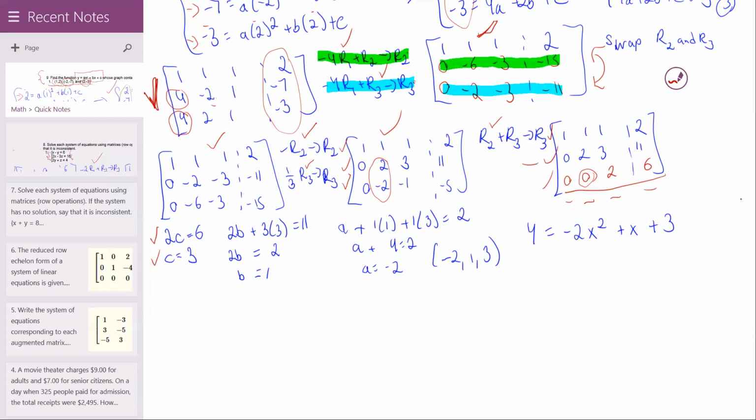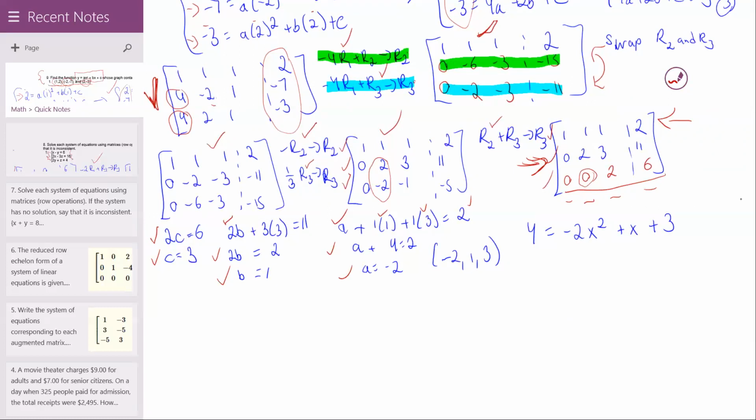So then we plug it into this second row, and we have 2b plus 3 times 3 equals 11, 2b equals 2, b equals 1. And then we can plug it into this first row, so a plus 1 times 1 plus 1 times 3 equals 2, a plus 4 equals 2, a equals -2.